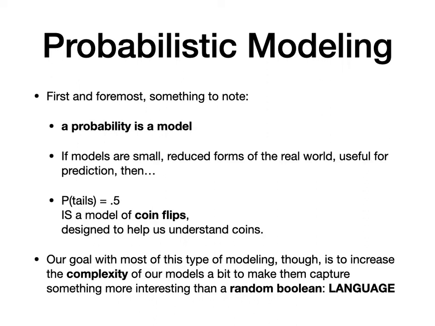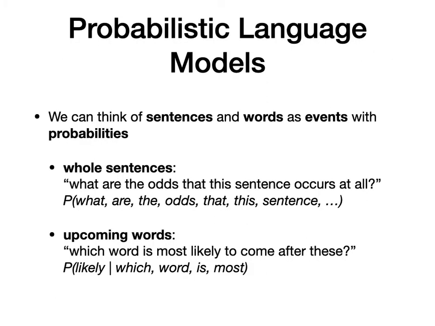So our goal with most of this type of modeling is to increase the complexity of these models. Not just one probability, but a whole bunch of different ones for different words and categories. I've already spoiled it: words. That will capture something more interesting than this random coin flip. We're going for language. So, probabilistic models of language.